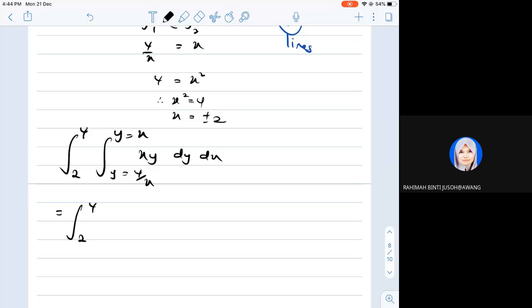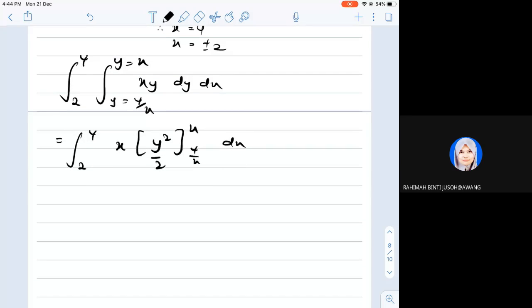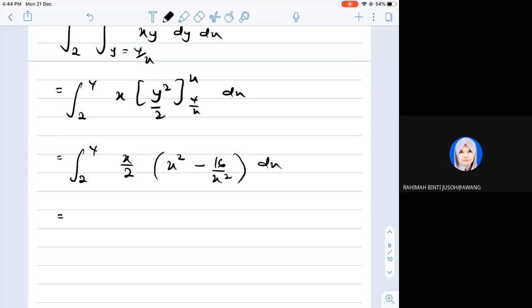2 until 4. Right now we integrate with respect to y. Of course, x is just a constant. Then we will have y squared over 2, substitute x and 4 over x, dx. So we will have 2 until 4. X over 2 can be taken out, saya buat keluar siap-siap lah. And then we will have x squared minus 4 over x squared, so 16 over x squared, like this, dx. All right, so let us take out 1 over 2. And then we will have 2 until 4, you darab masuk jadi x cube, minus x darab ni jadi 16 over x.